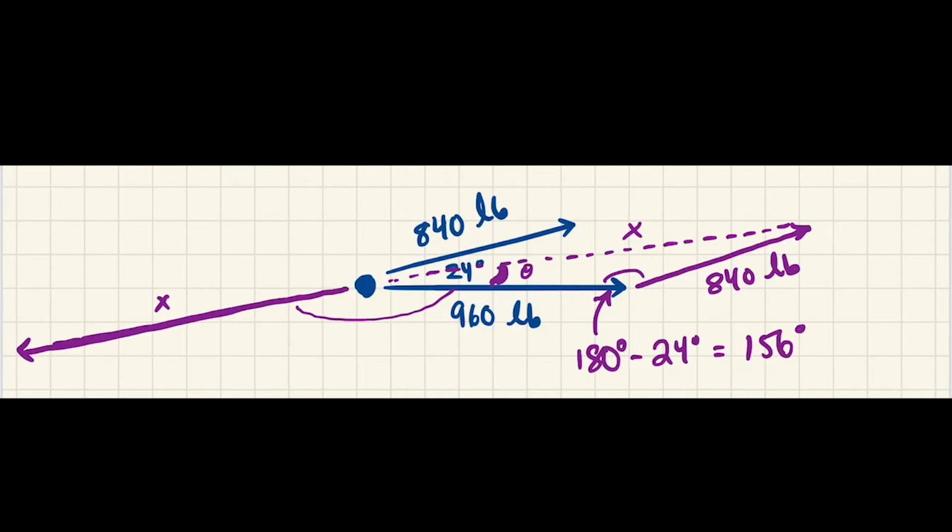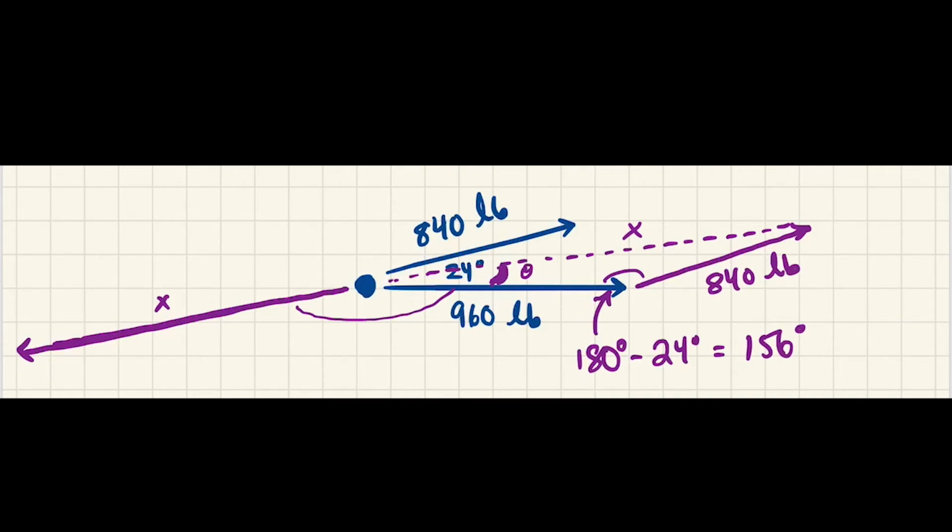but not quite. It's a little less than half, right? Because there's some bias toward that 960-pound force. That one's pulling more than the 840 is. So the resultant vector will be closer to the 960 than it is to the 840. So don't make the rookie mistake of just dividing 24 by 2 and saying, well, that's a 12-degree angle. Because look, it's smaller than 12. It's 11.18, blah, blah, blah, right?